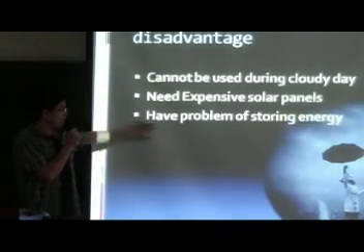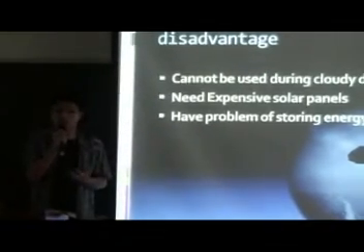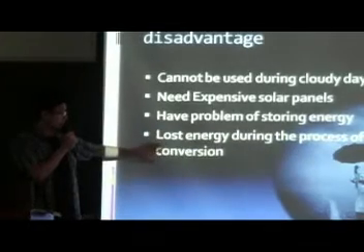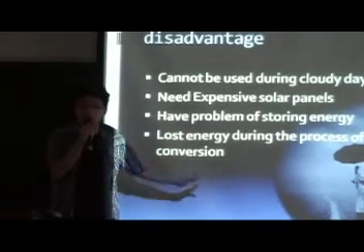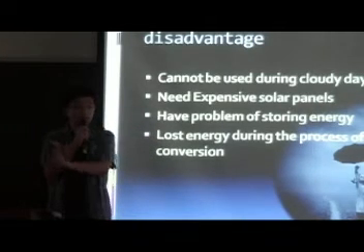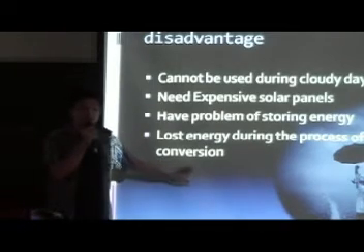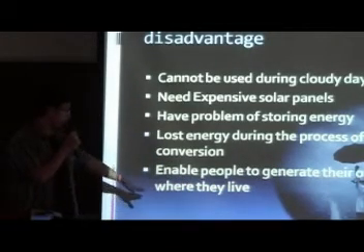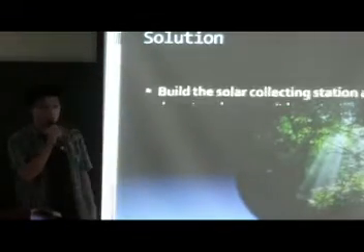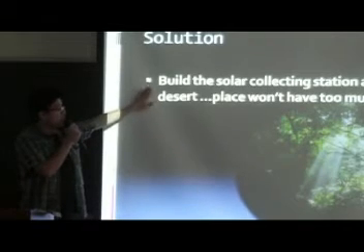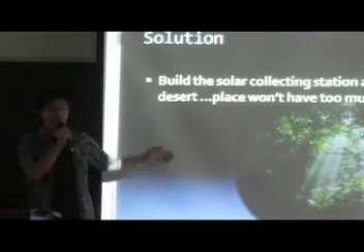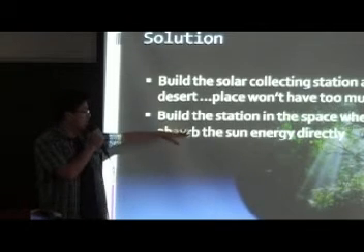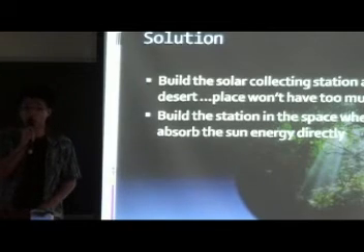And the next disadvantage is the problem of storing energy. Solar power is hard to be stored. Like other energy, like electricity, it is very hard to be stored. Go on to the next one. Lost energy during the process of conversion. You know that when the sun's energy is converted into electricity, there are a lot of problems, and it may lose a lot of energy during the process. So, last one, enable people to generate their own energy where they live. So we have some solutions for the solar. I have already told you, build the solar collecting station at deserts or places that don't have much rain, like the article said, right? And build a station in space where you can directly collect the sun's energy.